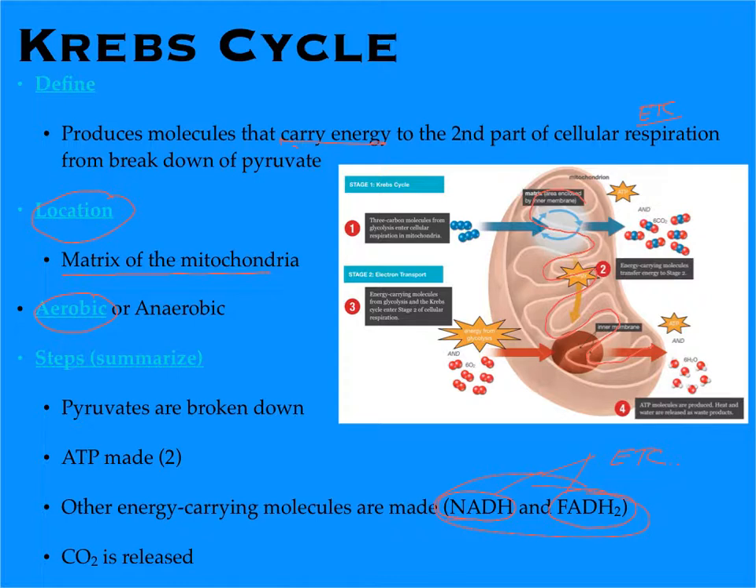And this is kind of a brief summary of what's happening. So pyruvates, which are produced in the cytoplasm, will be brought into the inner mitochondrial membrane. These pyruvates are going to get broken down. It's going to produce a little bit of ATP, 2 molecules of ATP, and these other high energy carrying molecules called NADH and FADH2. These are high energy or electron carrying molecules. And the last part of it is carbon dioxide is released. So carbon dioxide, what you breathe out after respiration, this is where it's coming from. This is breakdown from pyruvates. CO2 is released, and it's one of the products of cellular respiration.